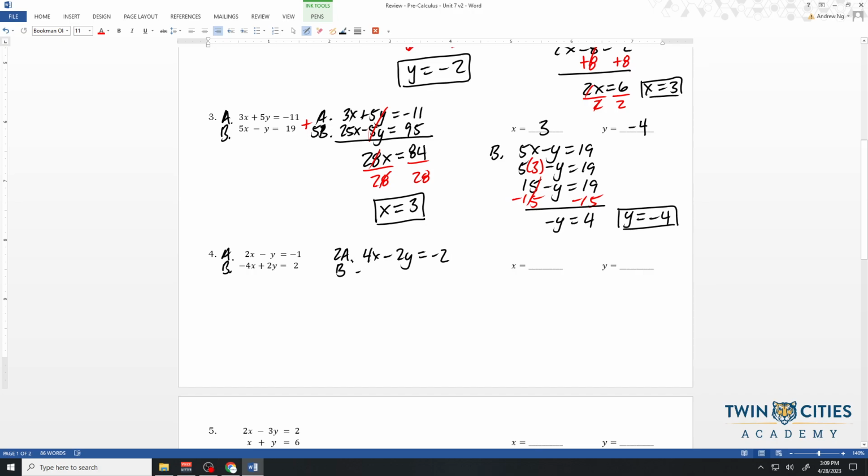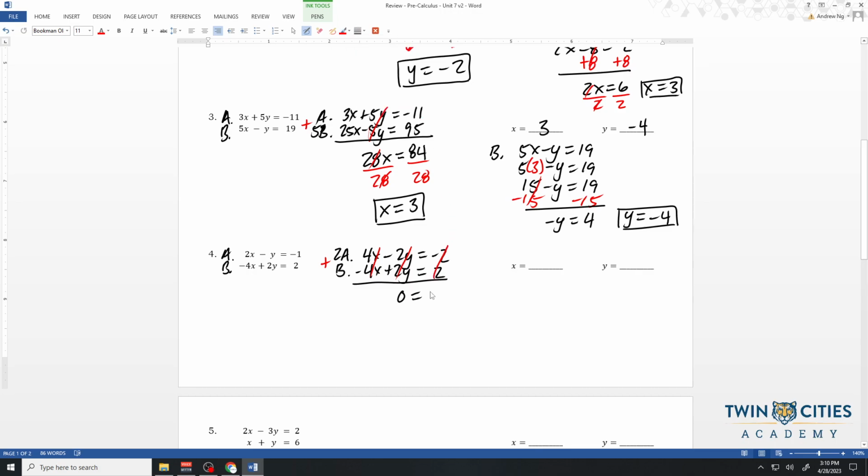And then B stays the same: negative 4x plus 2y equals positive 2. I'm getting rid of the x's here, so we'll add. What I notice here is 4x plus negative 4x, the x's will subtract out. Negative 2y plus 2y, the y's will also subtract out. This leaves 0 on the left side of this equal sign. So 0 equals negative 2 plus 2.